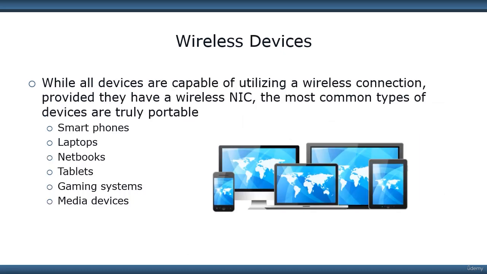Now, all devices are capable of utilizing a wireless connection, provided they have a wireless NIC. The most common types of devices are truly portable: smartphones, laptops, netbooks, tablets, gaming systems, media devices, meaning smart TVs, any of your smart speakers, all of that. So we just assume that all of those are wireless. Really today, other than a desktop computer, we assume just about any device we have is going to have an embedded wireless transceiver and the ability to communicate over a wireless network.